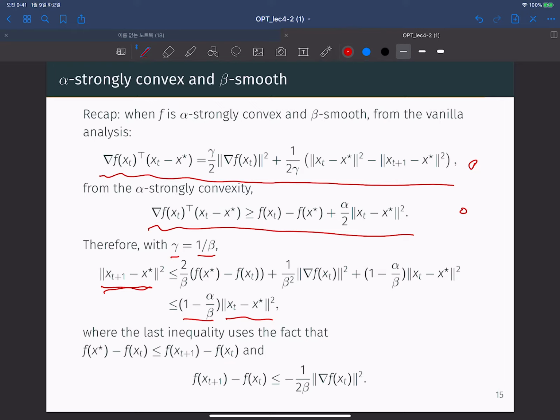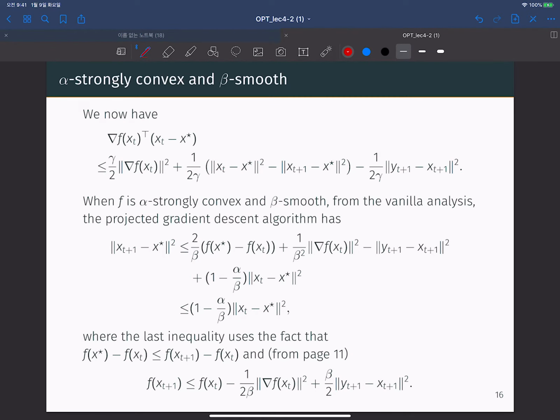But again, we cannot directly use these properties. First of all, a very important thing is we cannot use this, because x_{t+1} is not the gradient update anymore. x_{t+1} is the projected point of y_{t+1}. So we first update y_{t+1} using gradient descent, and we have to project y_{t+1} so that the next point can be inside the constraint set. The next point can satisfy your constraint. So we have to deal with the projection.